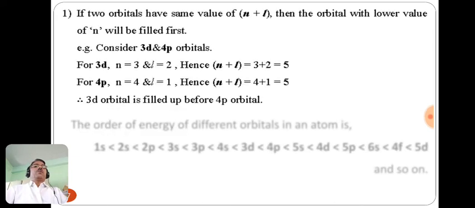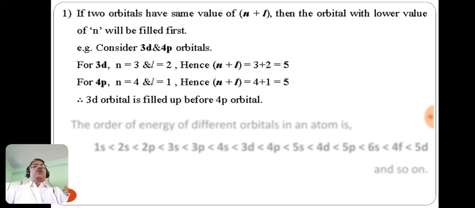Now next example: if we have two orbitals which have the same value of n plus L, then which orbital is to be filled first? The orbital with the lower value of principal quantum number n will be filled first. For example, consider the 3d and 4p orbitals. For the 3d orbital, n equals 3 and L equals 2. L indicates the azimuthal quantum number. So n plus L is 3 plus 2 equals 5.